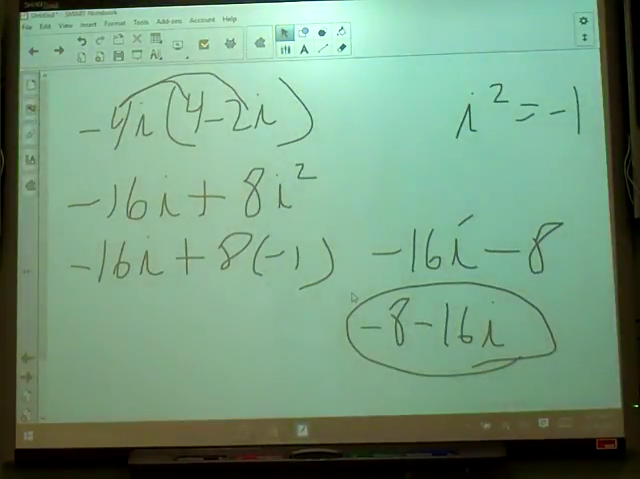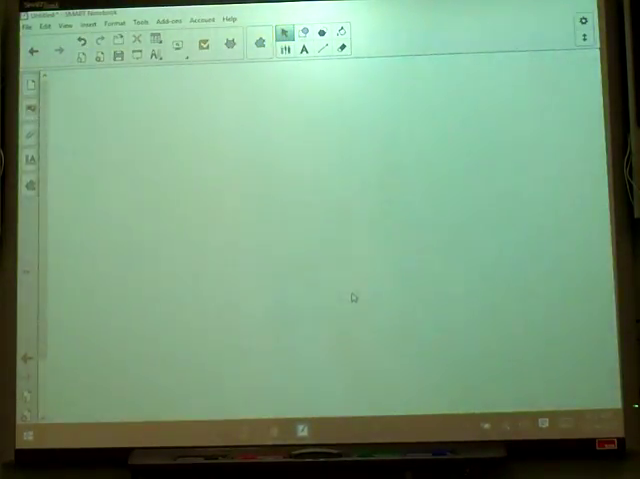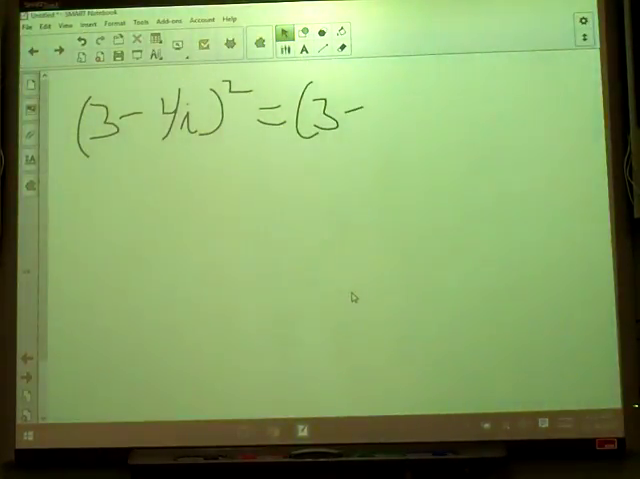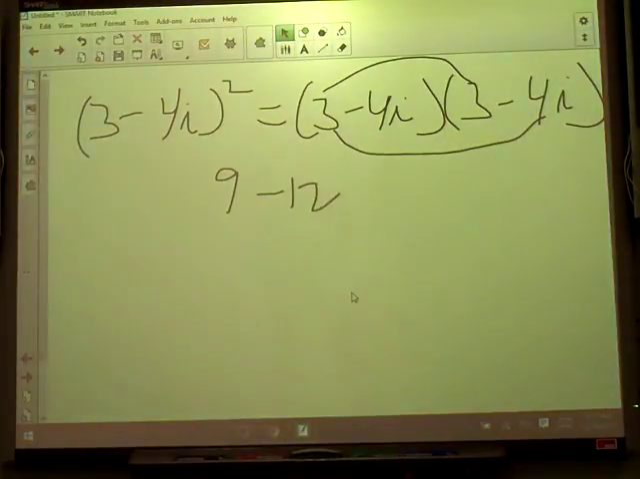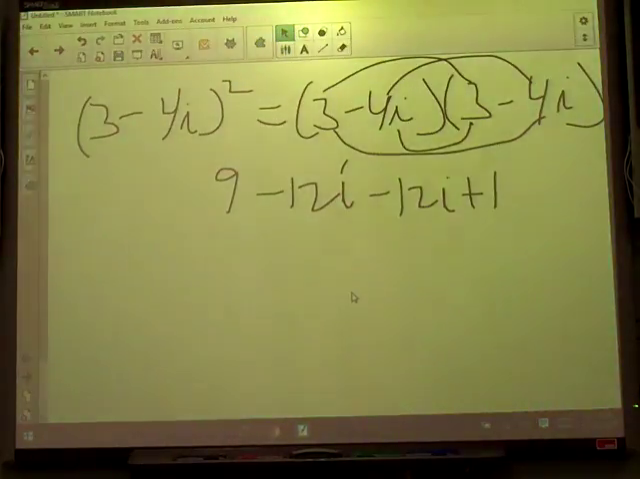Alright, on 126, we've got 3 minus 4i squared. Okay, when we have a binomial squared, that means we have to write it twice. So we're going to write 3 minus 4i times 3 minus 4i. Now I'm foiling. On my first, 3 times 3 is 9. On my outer, that's a minus 12i. On my inner, that's a minus 12i. On my last, that's a positive 16i squared.